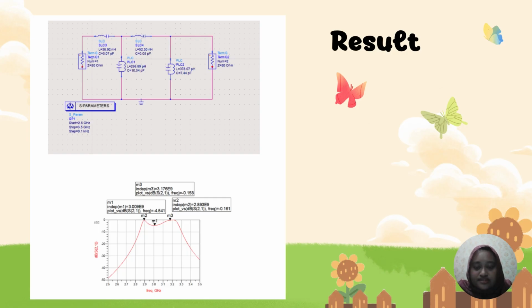Okay, now I will explain about the schematic that we designed in the ADS. As we can see, the first one is series, then parallel, series and parallel. According to this graph, we get the bandpass filter. For the F0, we got 3 gigahertz. For the F1, we got 2.89 gigahertz. For the F2, we got 3.176. So it is related to the calculations that we got.